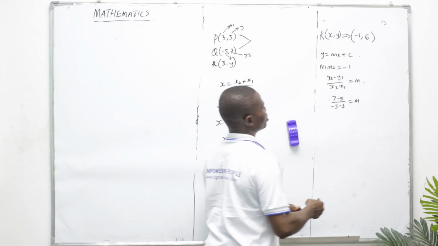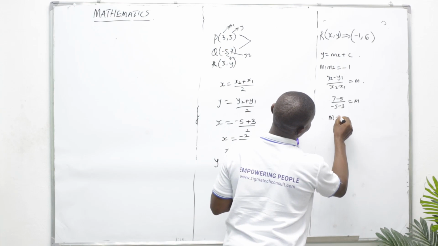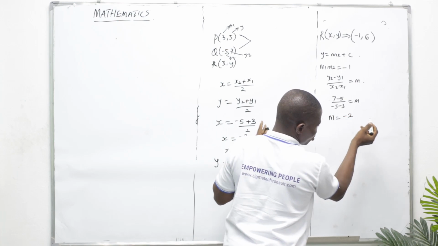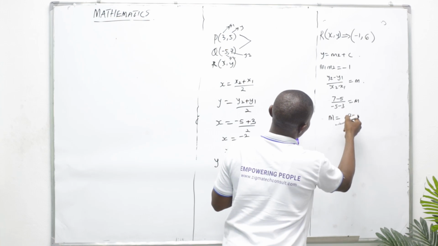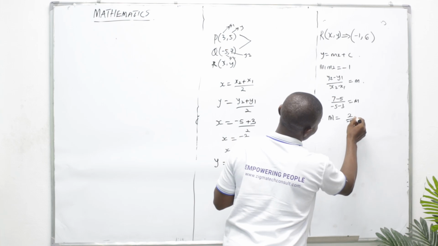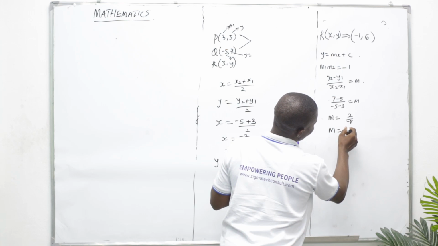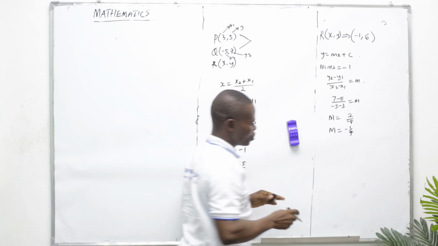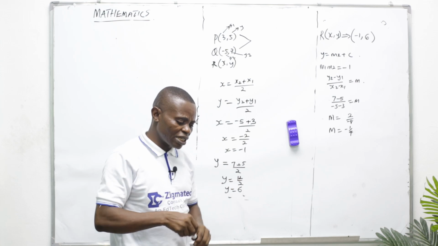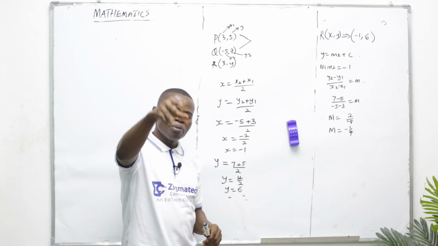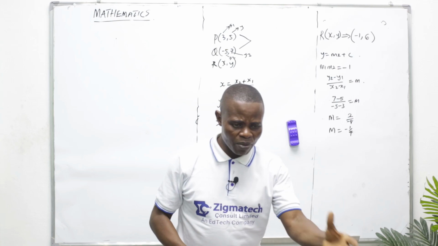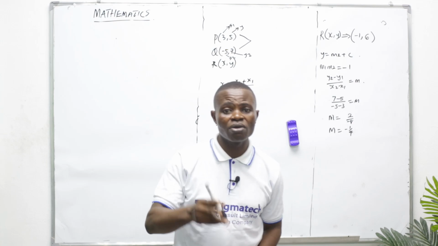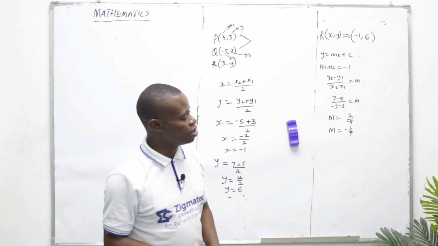Okay, at this point we have to say that M equals minus 2. 7 minus 5 is 2. Then minus 5 minus 3 is who? Minus 8, okay? Now M equals minus 1 all over 4. Good. Recall that we are dealing with perpendicularity. Perpendicularity says M1 M2 equals minus 1.